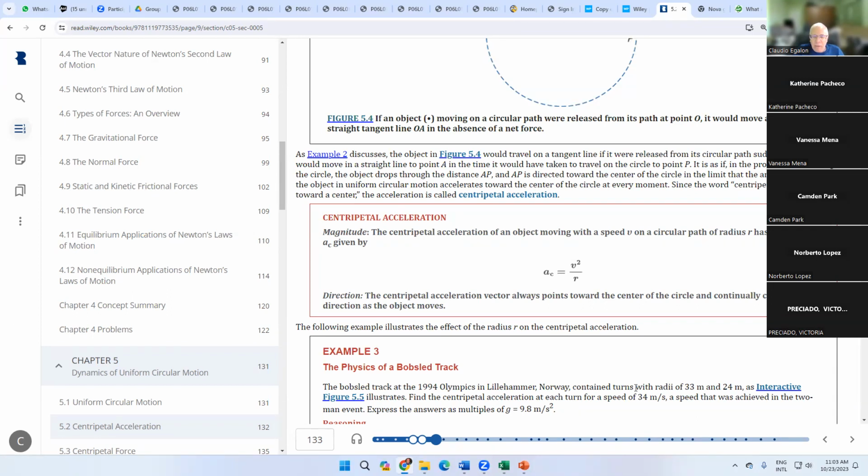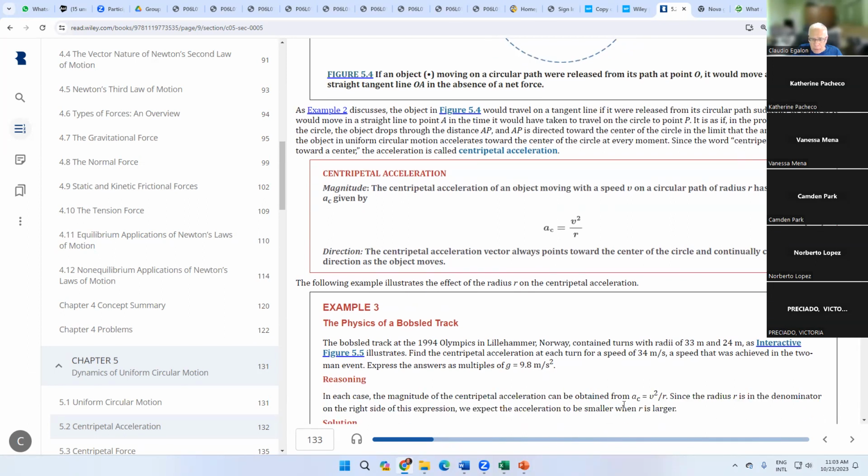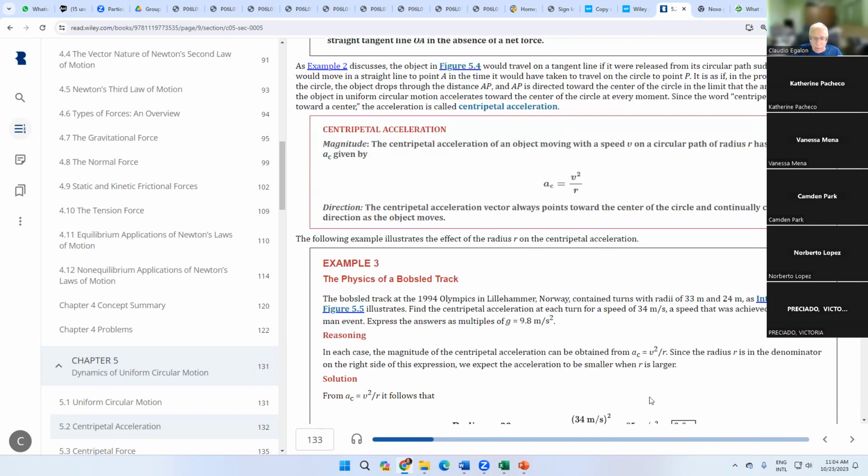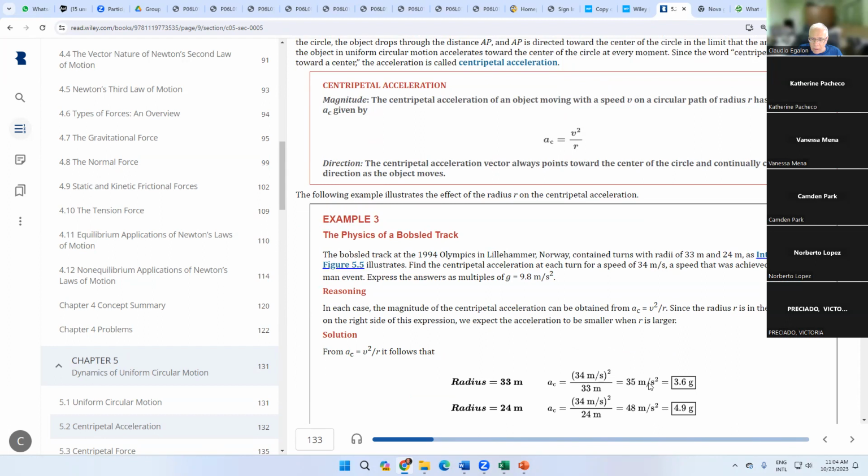And that's what the centripetal acceleration tells you. That's one of the practical applications of centripetal acceleration. And you're going to see what's going to be the acceleration in this case. Let's see, 2 more minutes to go. All you have to do is substitute 34 meters per second for the first radius, which is 33 meters, right? And what do you get? Let's take a look. It's about 35 meters per second squared, which is 3.6 times the acceleration of gravity.